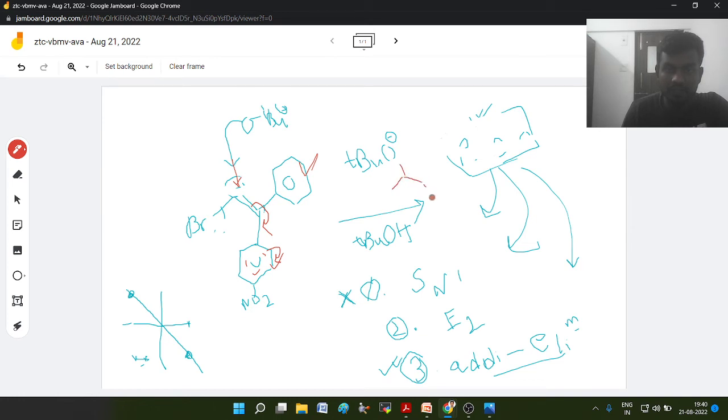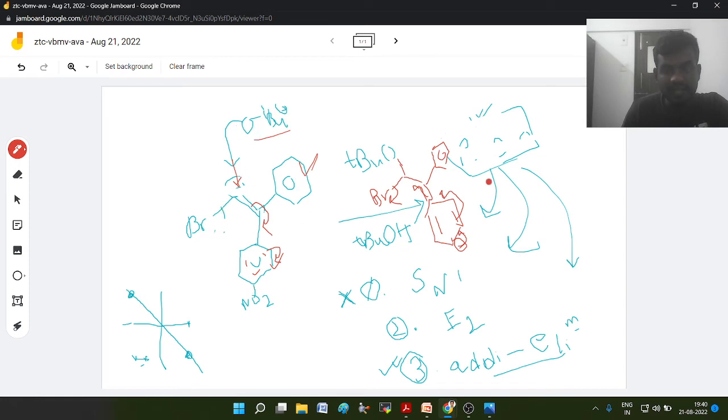So there will be this bond, this bond. First it is the addition of tertiary butoxide, here, and then of course we have bromine here, and then another phenyl ring is here. Now this will turn back and it will leave. So first addition of this tertiary butoxide followed by elimination of this bromide.